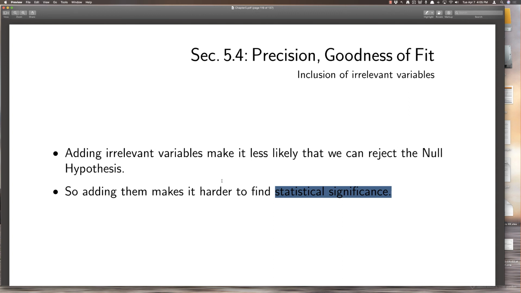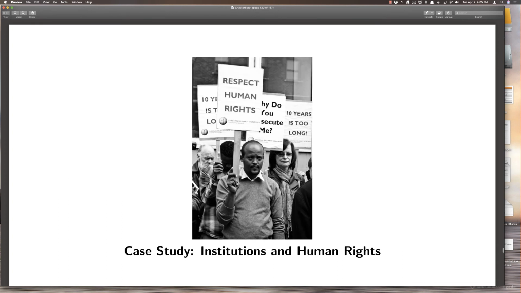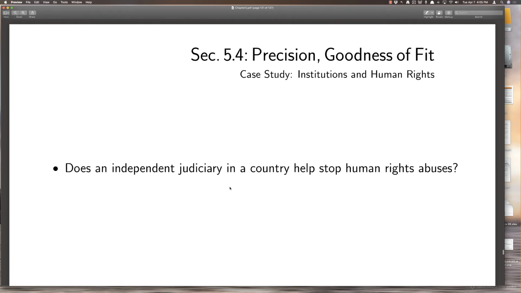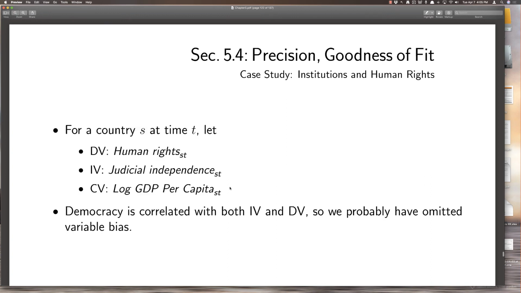That's bad. We don't want to do that artificially. So here's a little case study we can walk through. Does having an independent judiciary in a country help stop human rights abuses? Our dependent variable is going to be a human rights measure. This is an index that different groups put together to rate a country's human rights. Same thing with judicial independence.